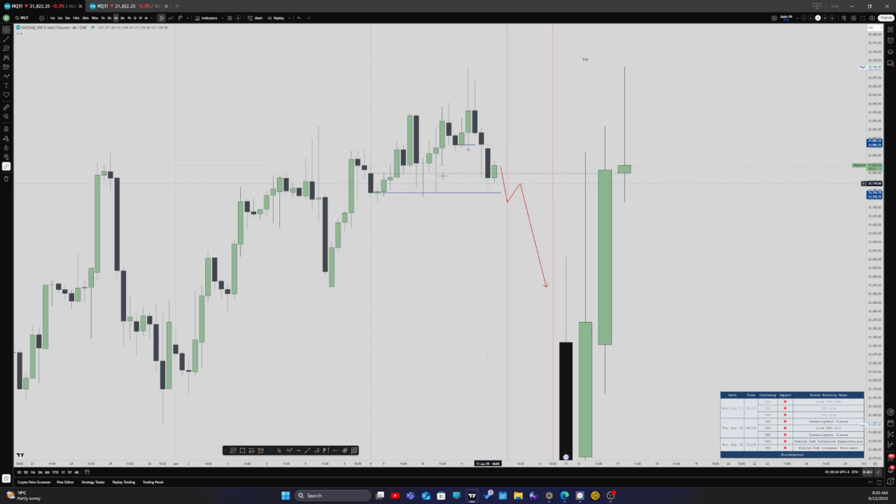We could also have the possibility that it's an open, high, low, and if price closes today and tomorrow below its low here, then it will form a bearish candle, right? So let's see.